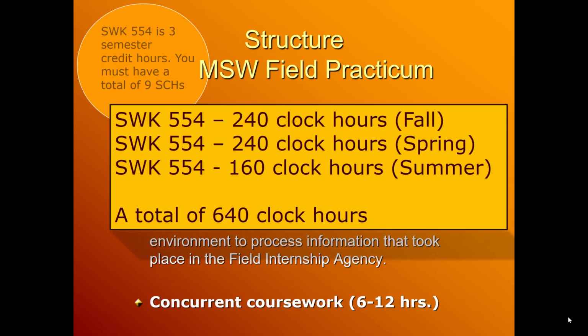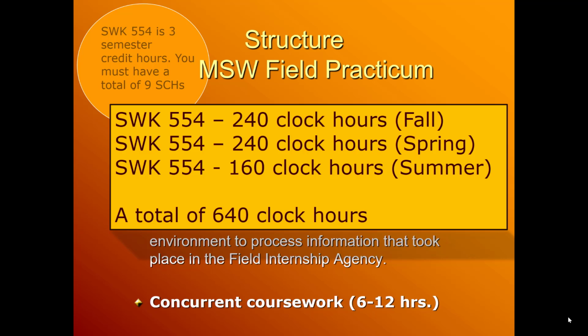The structure of the field practicum involves clock hours. An MSW student will need to earn 640 clock hours in their field practicum to be successful. Ours is set up so that you will enroll in a Social Work 554 course each semester. It's set up to happen across 3 semesters. In the long semesters, which are fall and spring, the expectation is you will complete a minimum of 240 clock hours in each of those semesters. Over the course of the summer, you will complete 160 clock hours. This is the total of 640 clock hours.